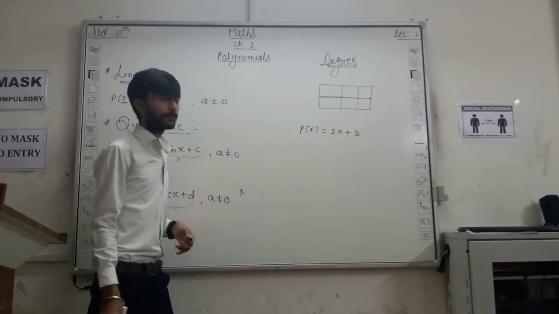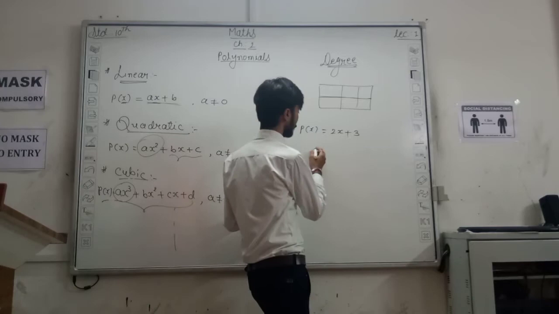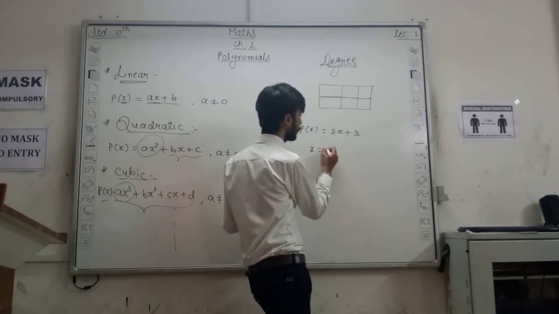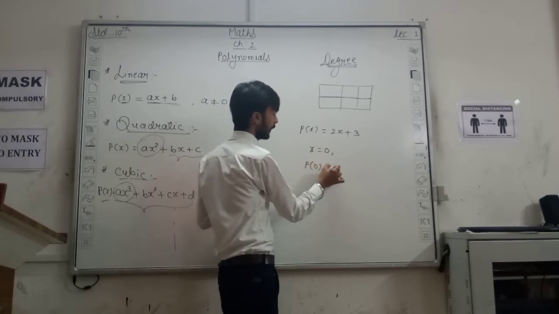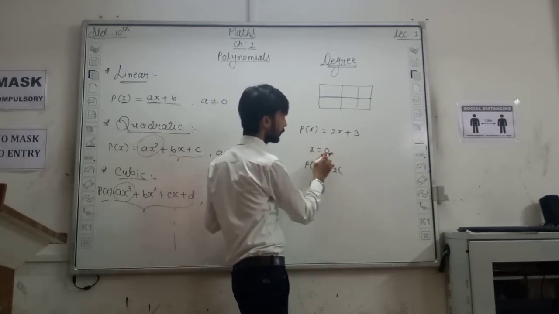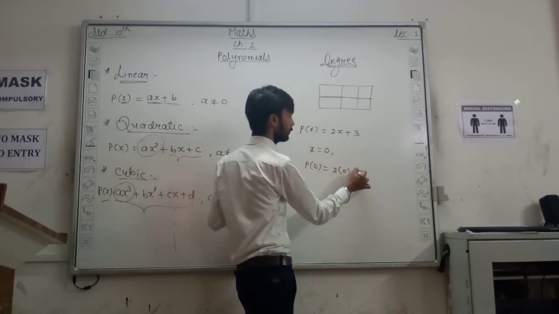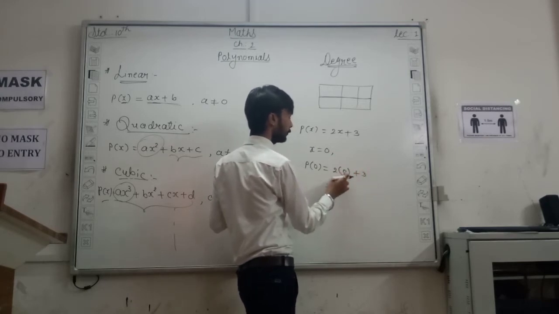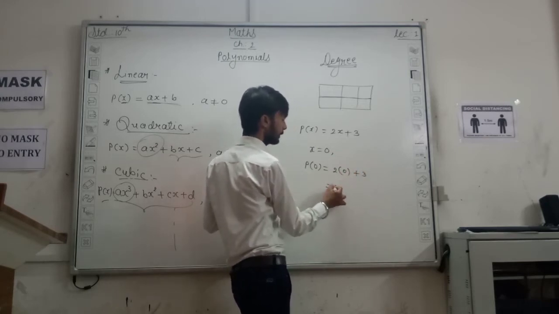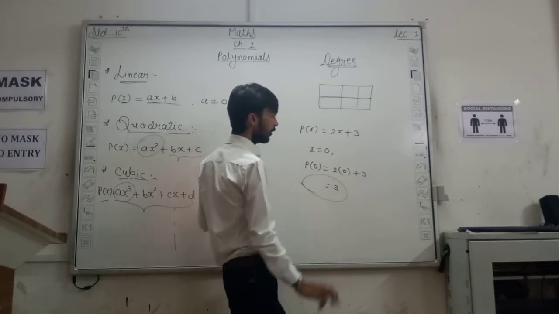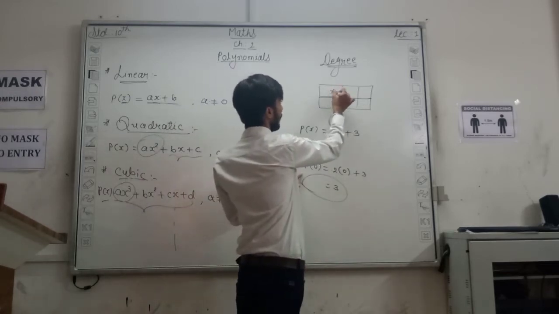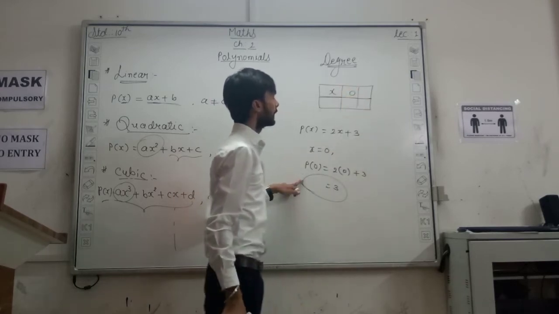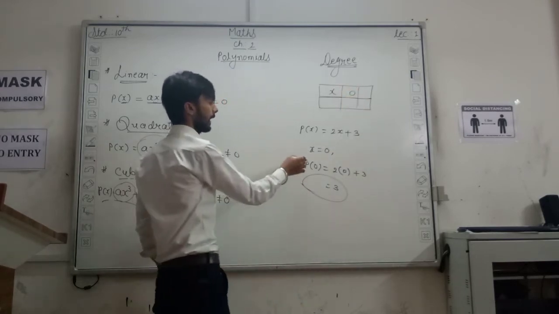If we put x equals 0, suppose x equals 0, so here p of 0 equals 2 into 0 plus 3. 2 into 0 is 0, and 0 plus 3 is 3. That means the value of p of 0 is 3. So if we substitute x equals 0, then we get p of x.